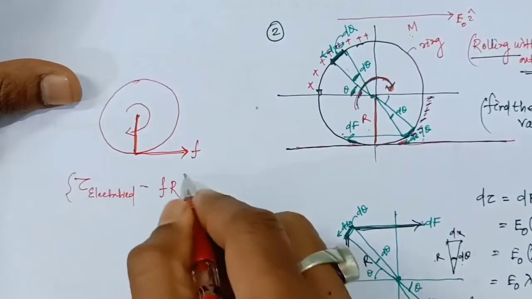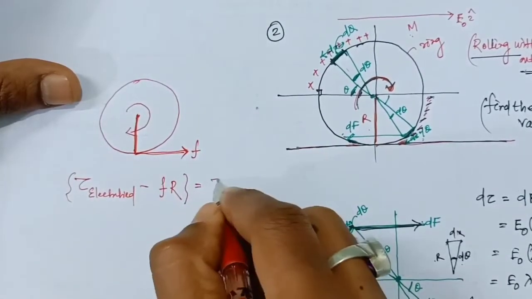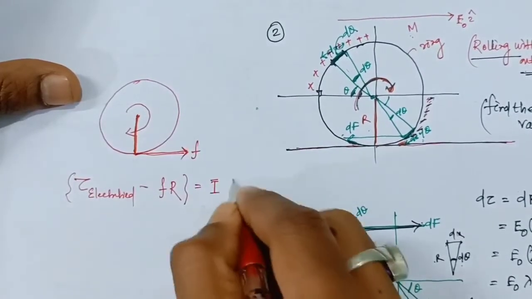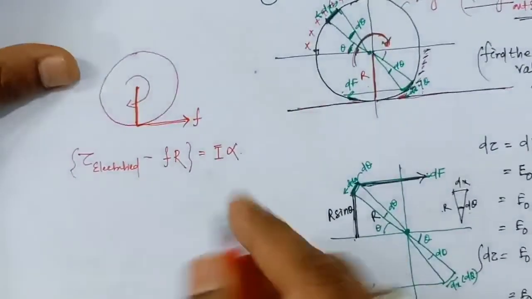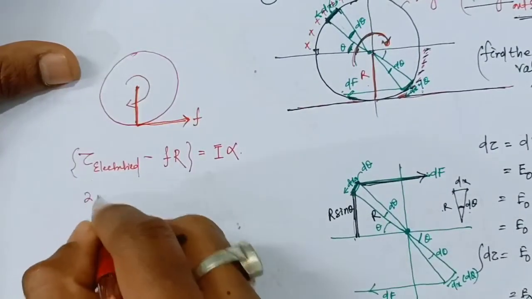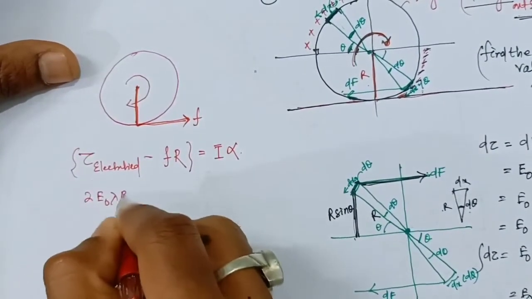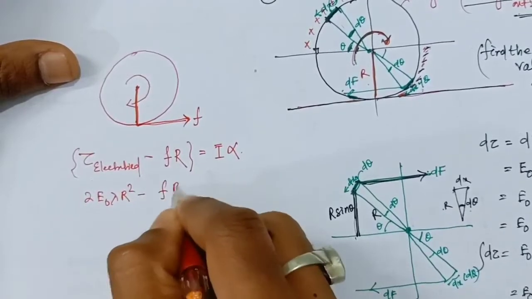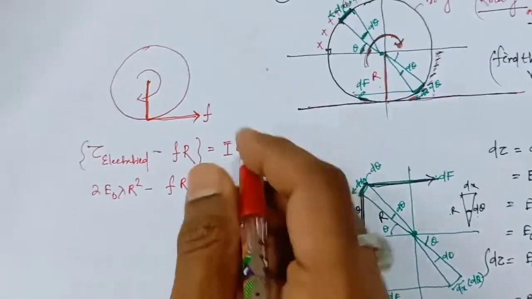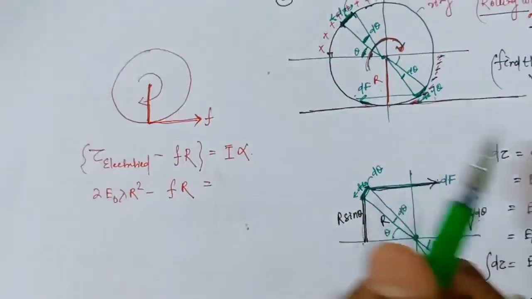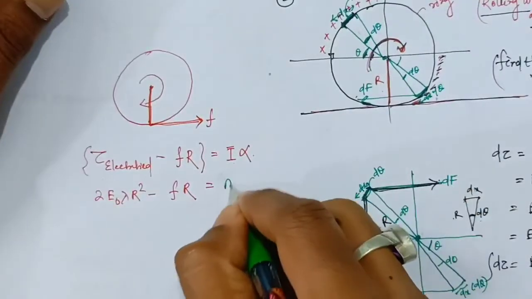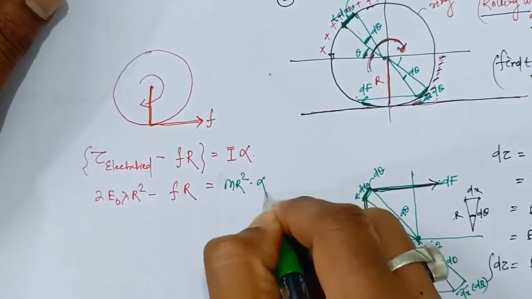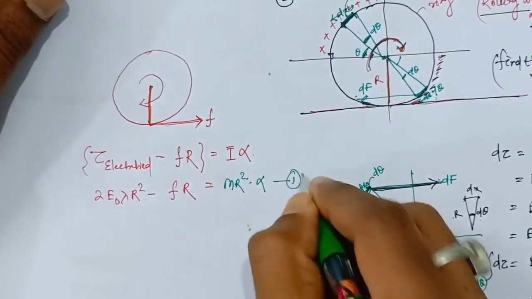Net torque equals what? I alpha. Let me think about this. The electric field equation is 2 E naught lambda r square minus F into r equals I alpha. I is the moment of inertia of the ring. The moment of inertia of the ring is m r square, into alpha. This is the first equation. I got it.